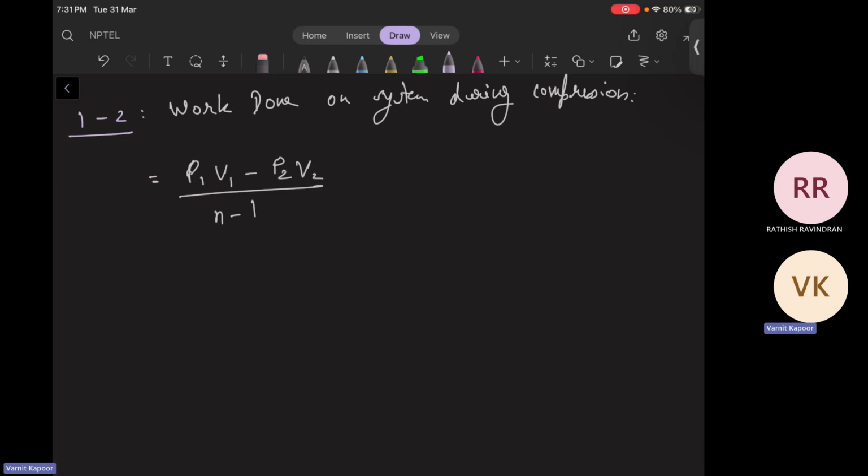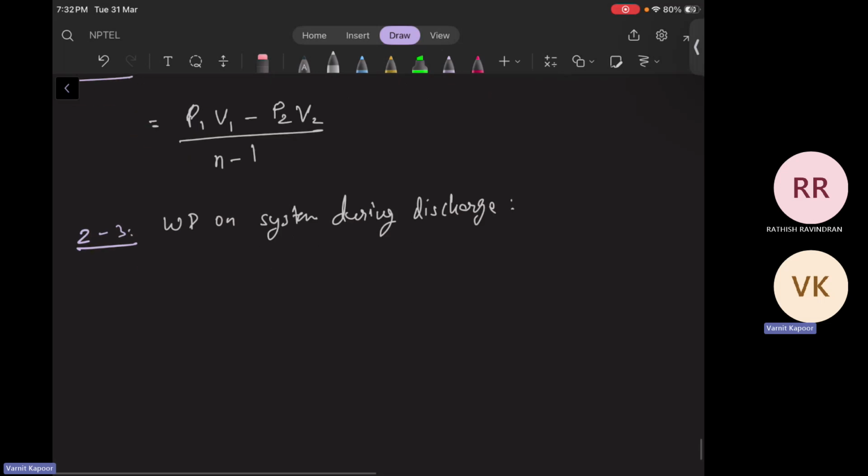Third is from 2 to 3. That is your discharge. Work done on the system during discharge. From 2 to 3, pressure is remaining the same, but the volume is again changing.